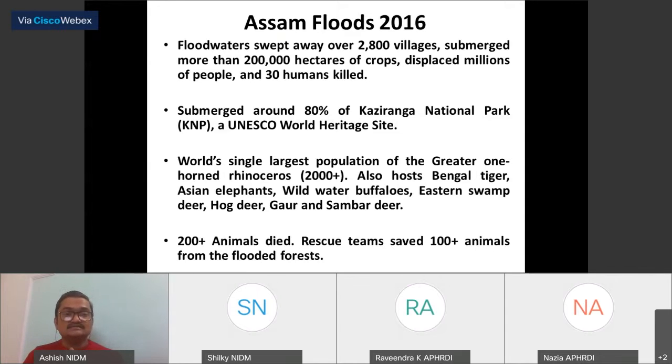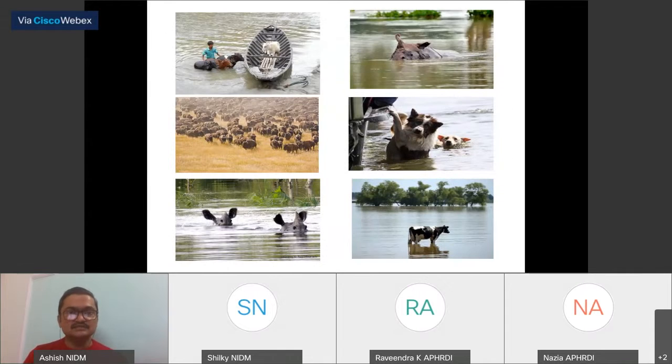It has the world's single largest population of the greater one-horned rhinoceros, nearly 2,000 plus. It also hosts the Bengal tiger, Asian elephants, and so on. The list is very long. Nearly 200 plus animals died and I would say 100 plus animals were rescued. These are some gruesome pictures of the Assam floods.